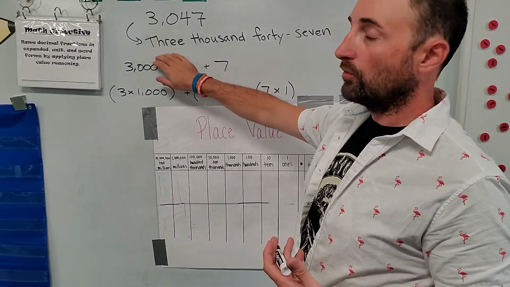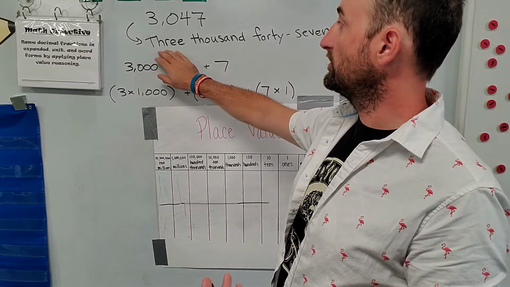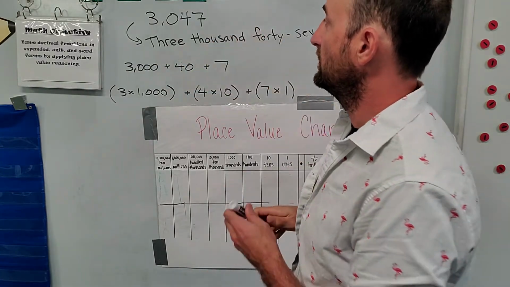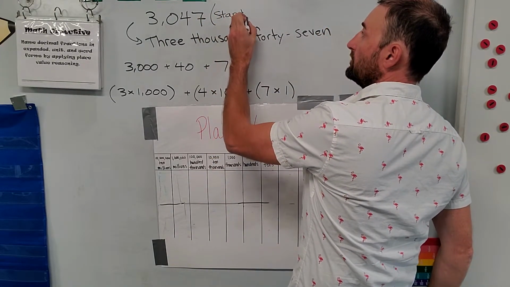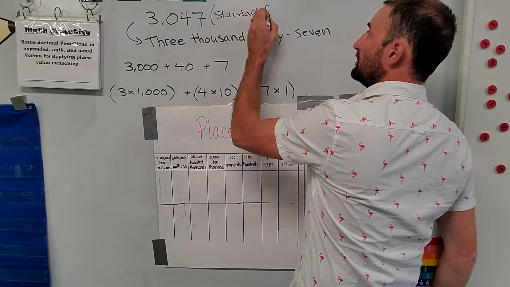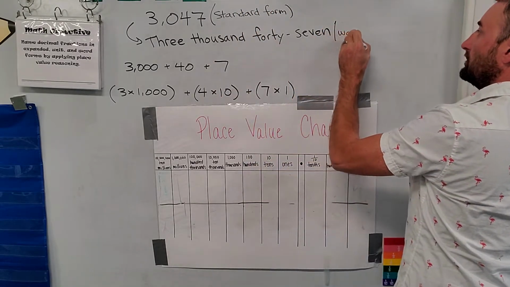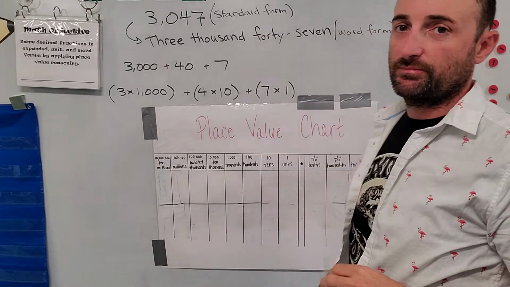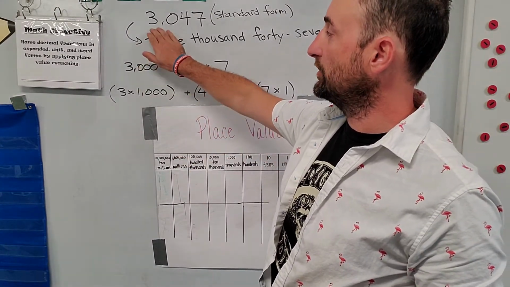When we write this number in word form, or the way we would say it if we were asked in class to read the number, it is 3047. So here we have standard form, which a lot of times I'll call numerical form. Here we have word form. And we have one other way of showing it, and it's called expanded form. Expanded form allows us to see what the value of each digit actually is.